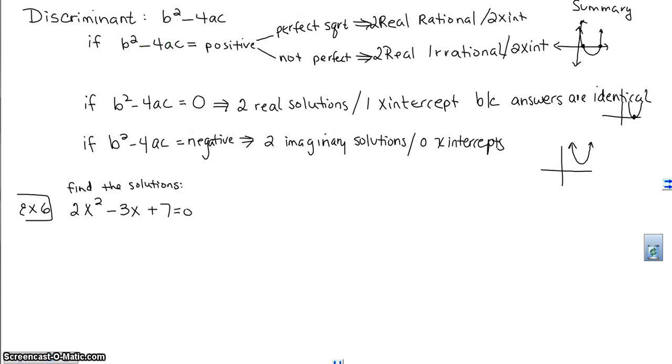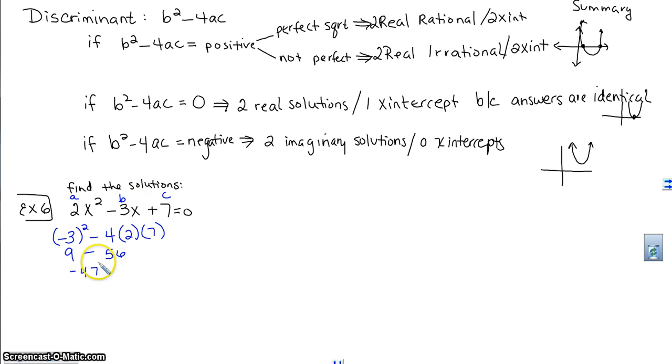Okay, now we have the discriminant summary that you can look at here. I would encourage you to pause here and then write this down. And we're going to go ahead and do example number 6. To find the solutions, this is A, this is B, and this is C. So to do my discriminant, -3 squared minus 4 times 2 times 7.